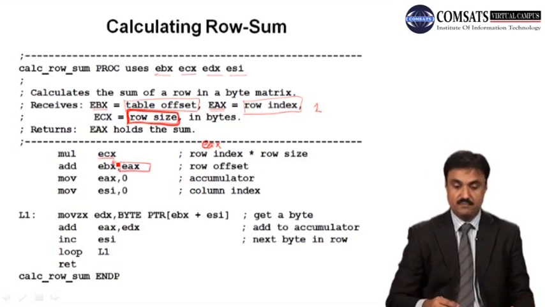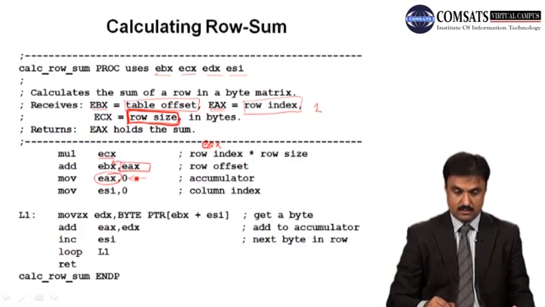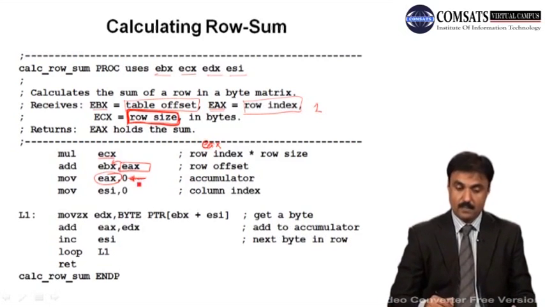This is the starting address, and the EAX accumulator is moved with 0, so we reset the value of the EAX register to 0 so that we can store the new sum value. ESI will have the column index.